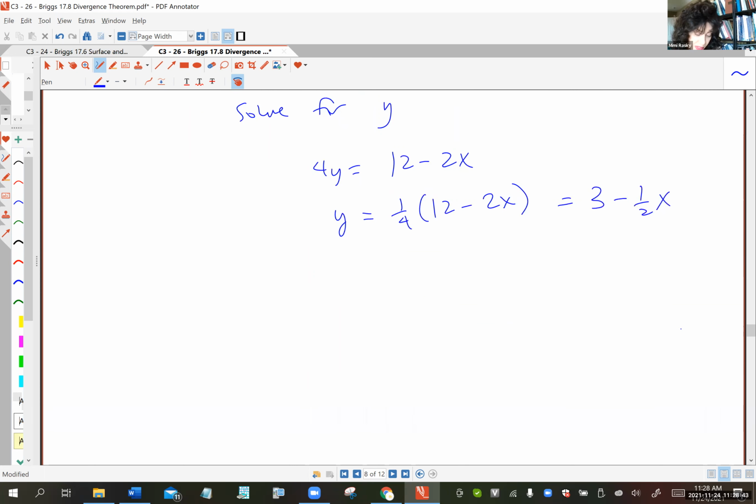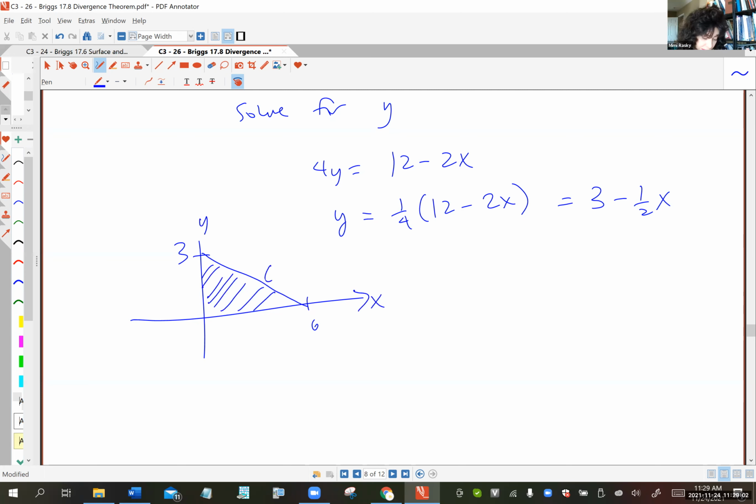Oh boy. So then what? Well, you know, what do you mean? Yeah, so you're going to have like that, right? So you're going to have, this is your region R in the xy plane. That's y equals 3 minus 1/2 x.